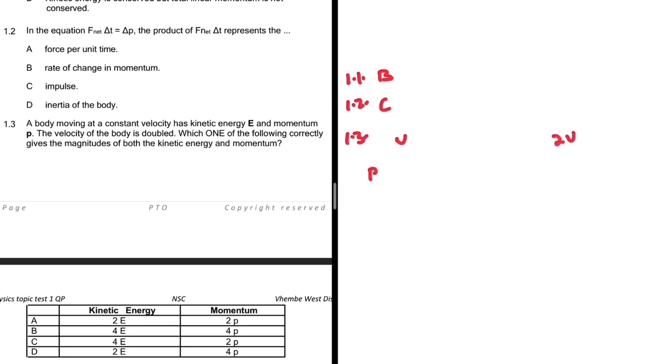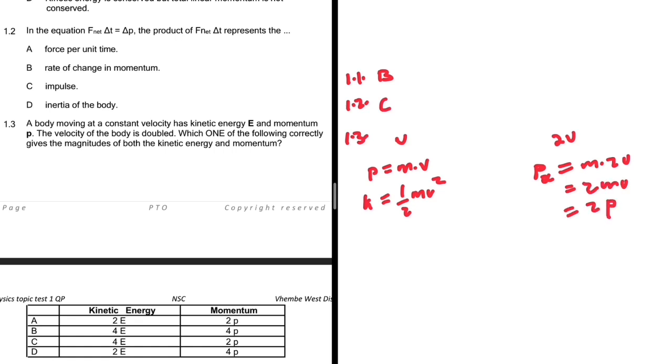So the momentum when the velocity is v will be p is equal to mv. And then the kinetic energy when the velocity is v will be a half mv squared. Let's take a look at the scenario where the velocity is now 2v. The momentum will be p, let me say, px, right? Px will be equal to m multiplied by 2v, which is equal to 2mv. So this is 2p. So the momentum doubles when the velocity doubles.